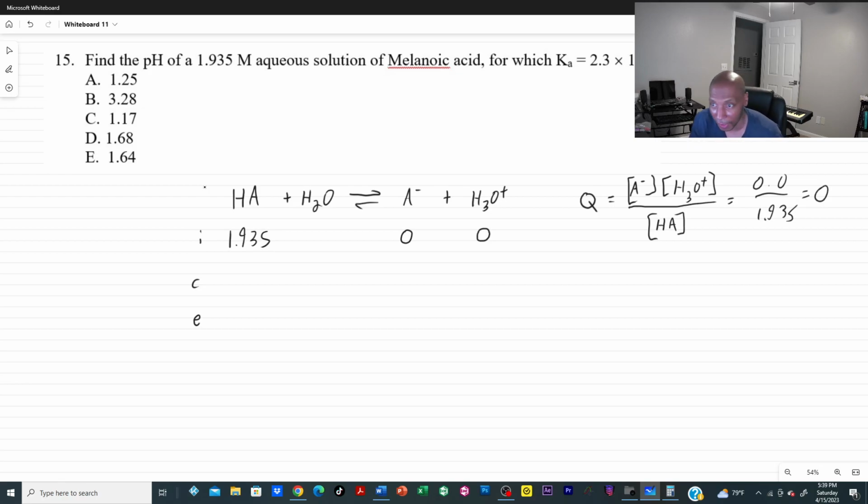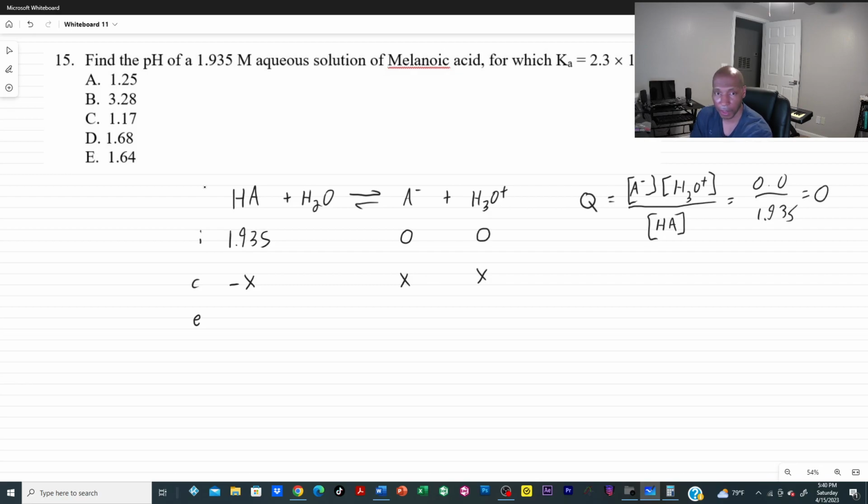Okay, so I'm going to say that's Q. Now if you find Q, you're going to end up with 0 times 0 divided by 1.935, which of course equals 0. Since Q is 0 and K is 2.3 times 10 to the negative 4, we know Q is less than K, or Ka in this case. Since Q is less than K and our initial concentrations have to turn into equilibrium concentrations, the only way that's going to happen is if I form products at the expense of my reactants. That means I'm going to put a negative x right here.